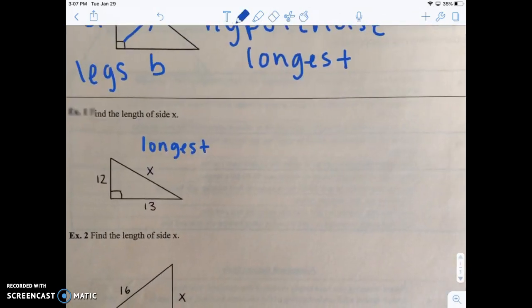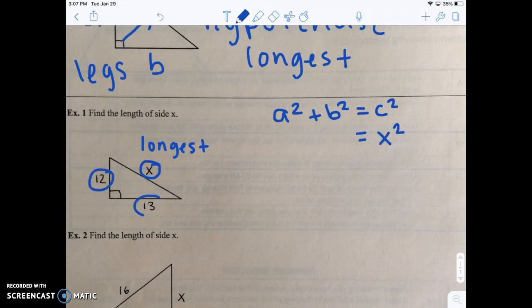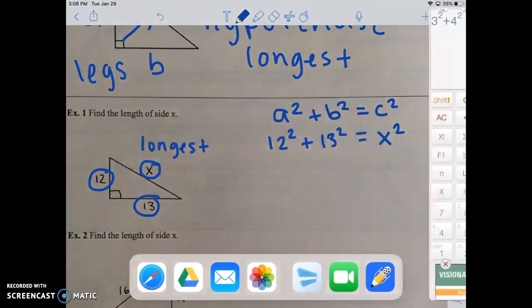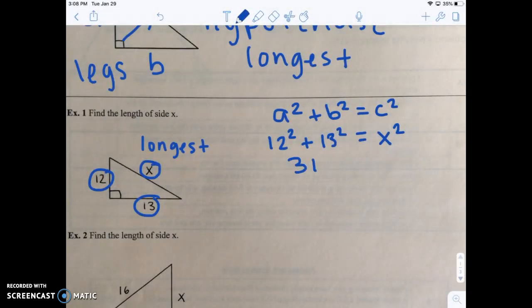So to use Pythagorean Theorem, I'm going to start out with the equation that says a squared plus b squared equals c squared. If we plug in what we know, x is the c value, and then a and b are 12 and 13. So here we're going to have 12 squared plus 13 squared needs to equal x squared. First thing I'm going to do is pop up a calculator and calculate 12 squared plus 13 squared and find out that that equals 313. So back here, this is 313, and that is what x squared equals.